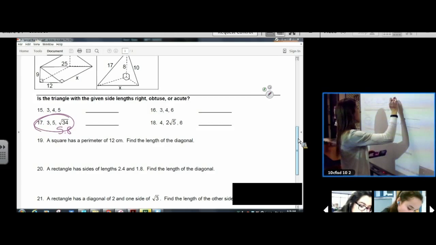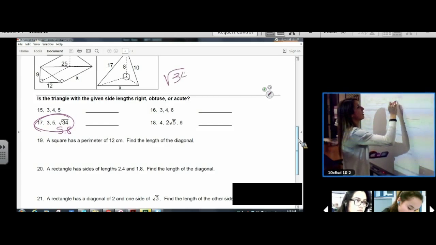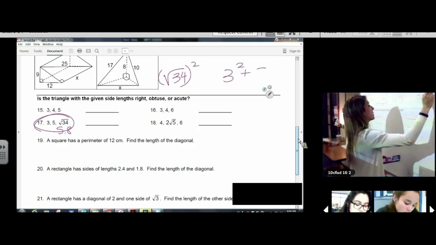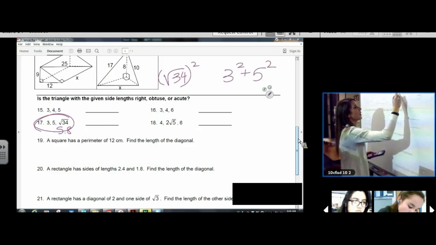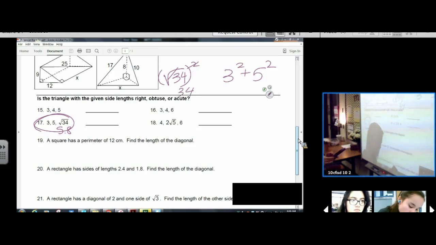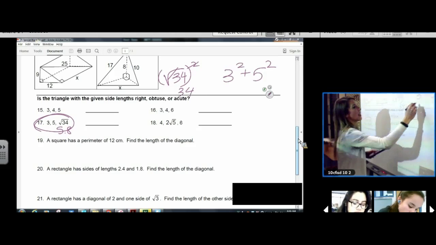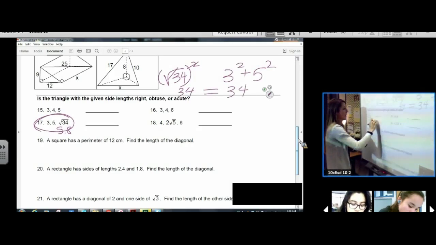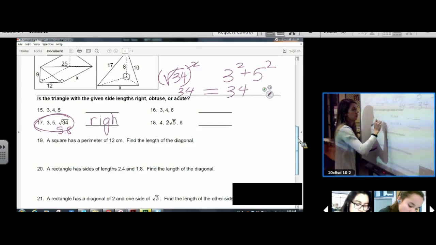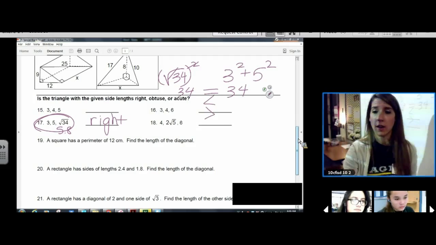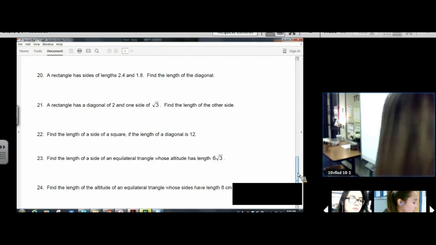So we always write Pythagorean theorem backwards. C squared, and then A squared plus B squared. The square root of 34 squared is 34. 3 squared plus 5 squared is 34. They are equal to each other, therefore it is a right triangle. If we had gotten less than, it would have been acute, and if we had gotten greater than, it would be obtuse.